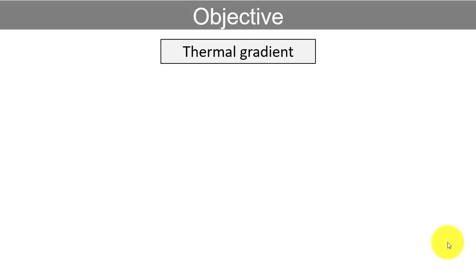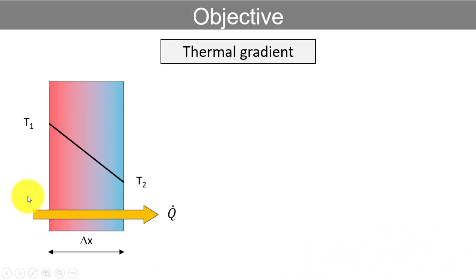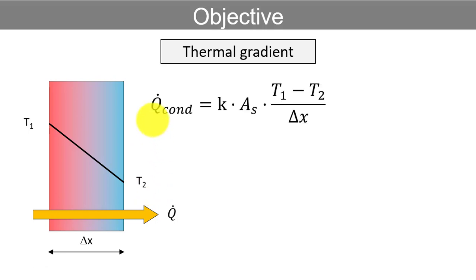Today we are going to introduce the concept of thermal gradient, which is a key issue when analyzing heat transfer by conduction. Let's consider this wall. We have a wall with a thickness delta X, and we have at one side a temperature T1 and at the other side a temperature T2. Due to this temperature difference, we have heat transfer by conduction, which is represented by Fourier's law of conduction.